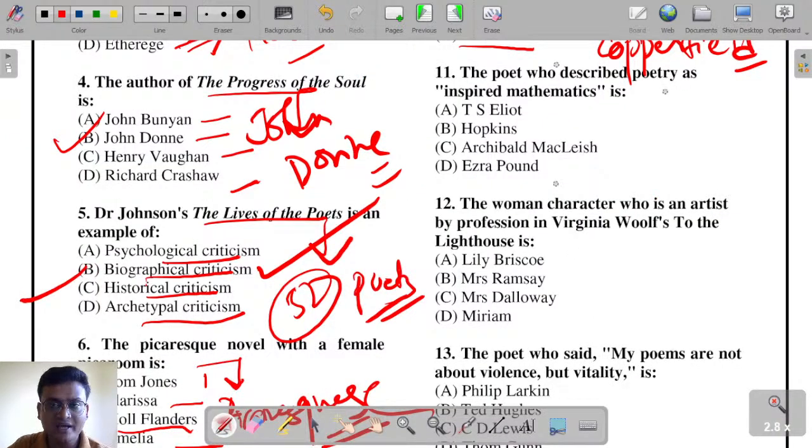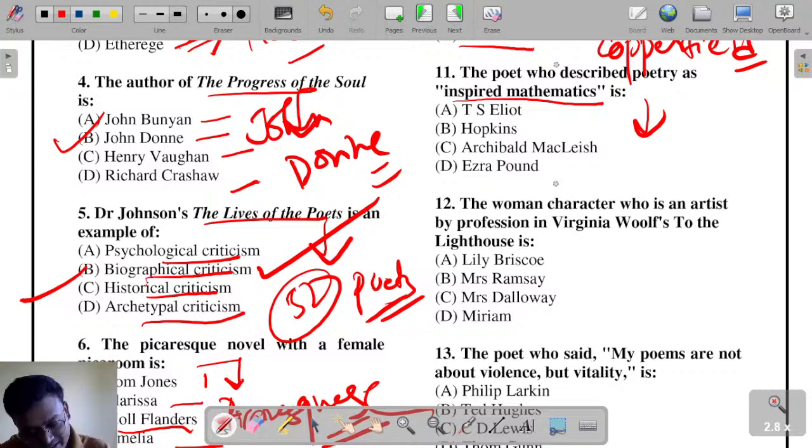The poet who describes poetry as inspired mathematics. Poetry is inspired mathematics. Is it T.S. Eliot, Archibald MacLeish, or Ezra Pound who said that poetry is inspired mathematics? Here it is Ezra Pound.